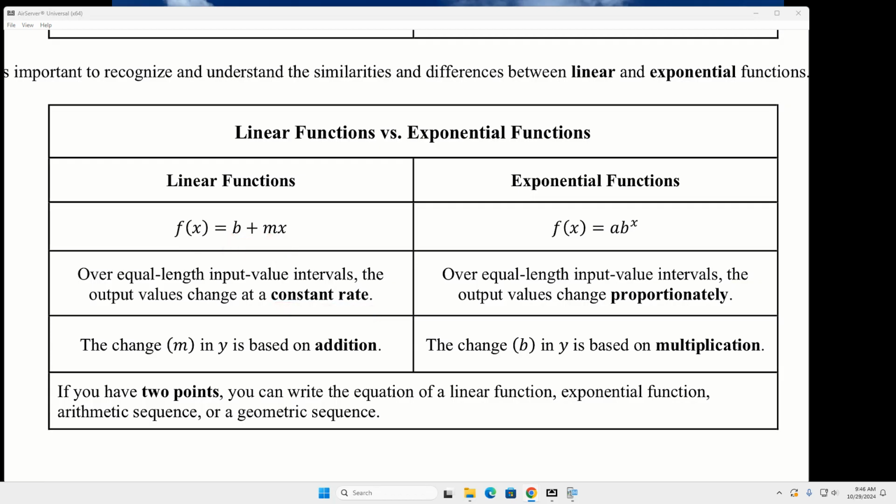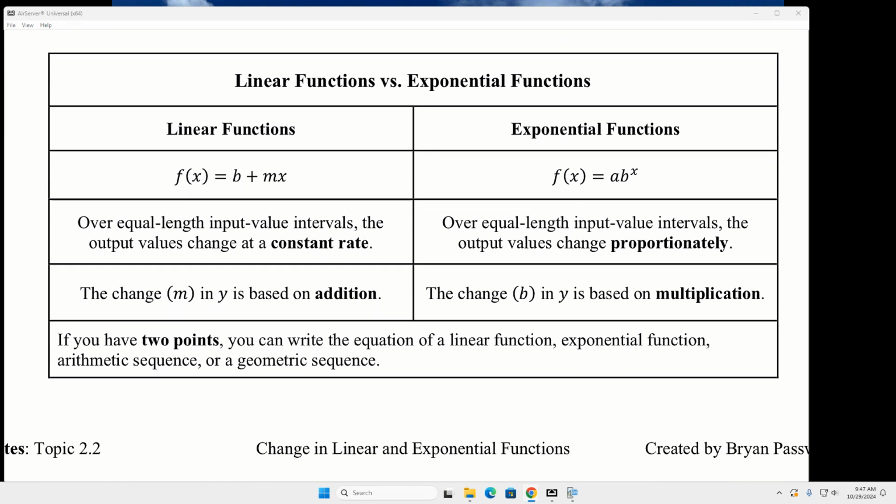All right, exponential, brand new equation for us this year. Still over equal length input value intervals, the output values change proportionally. And that value that is changing proportionally is called the base of the function. And we'll talk more about that throughout the next week or so. All right, and then m, the change in y in a linear function, is based on addition. So you're adding something each time, or adding a negative or subtracting. The change in y on an exponential is based on multiplication. So you're multiplying by that base every time.